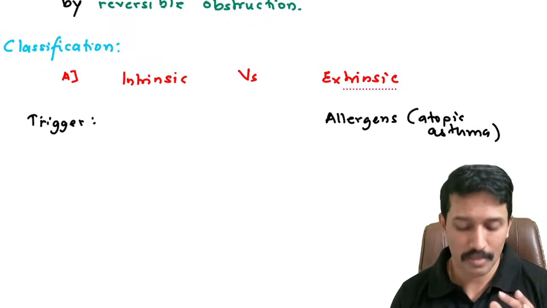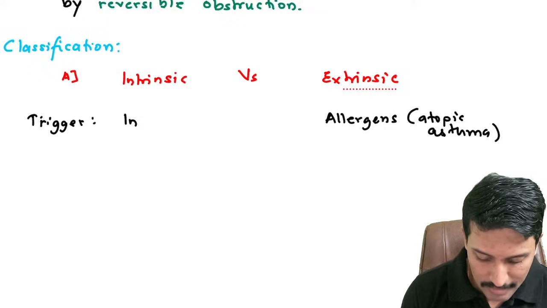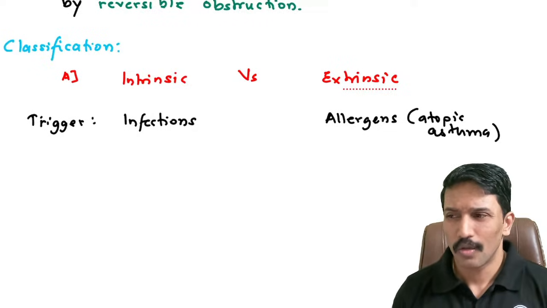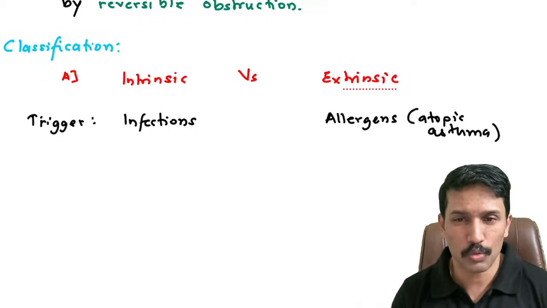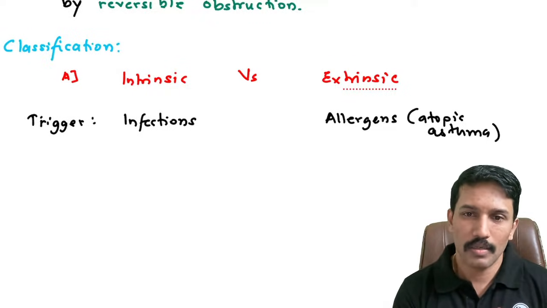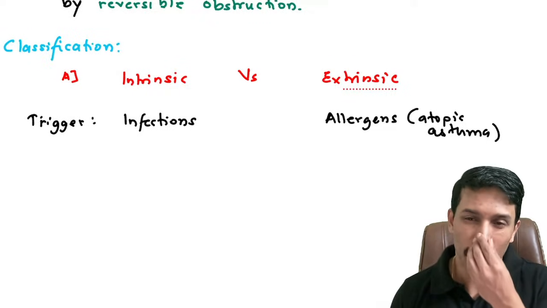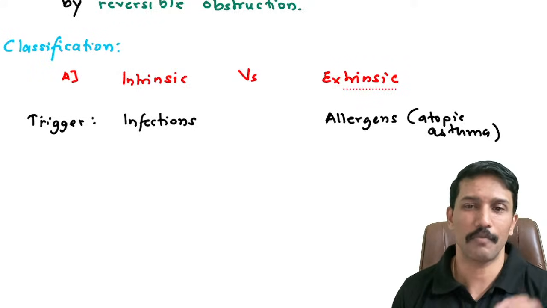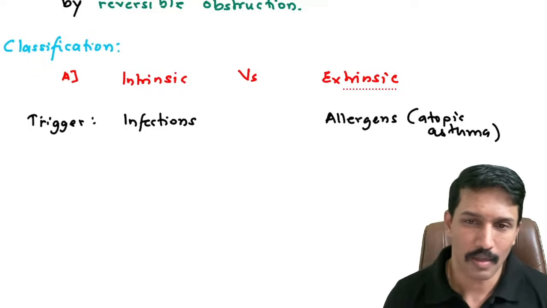On the other hand, the trigger for intrinsic asthma is infections. So the usual story of extrinsic asthma patients is when they get exposed to some dust or some pollens, an attack gets precipitated. But when we look at intrinsic asthma patients, it's like, okay, I got a cold, after that an asthma attack got precipitated because the infection precipitated the asthma attack.